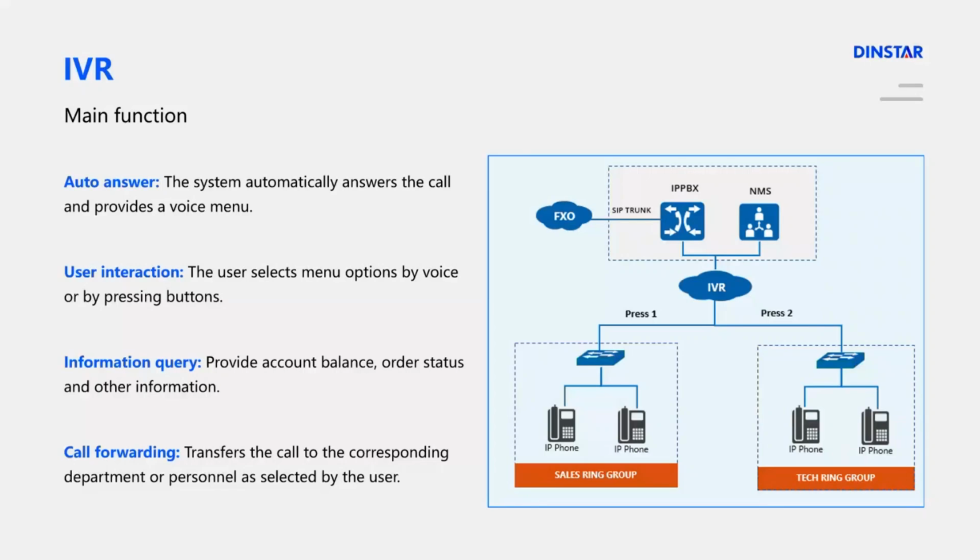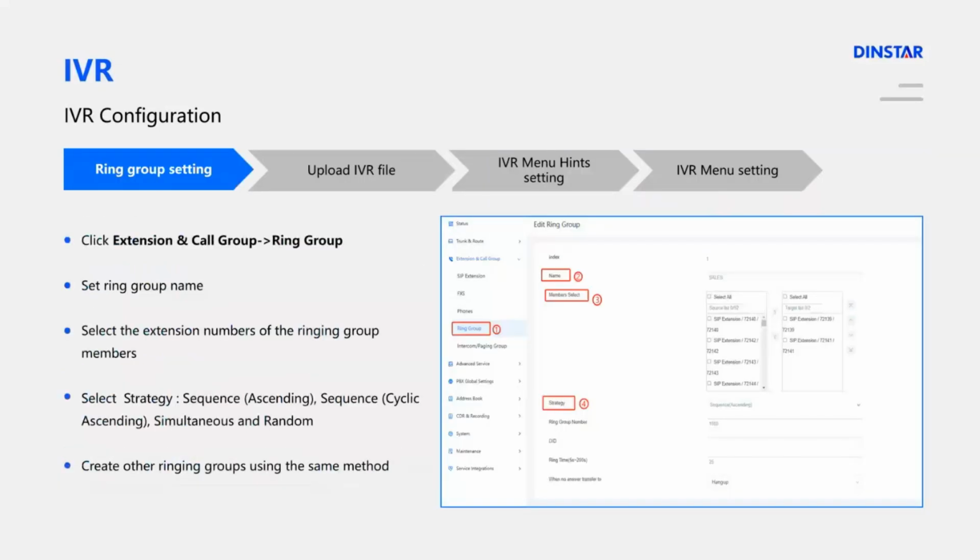So how to set it up? Yeah, there are a total of 4 steps. First, we have to create a ring group, add the extensions to each group and pick a ring strategy. And next, we have to upload the IVR audio file.